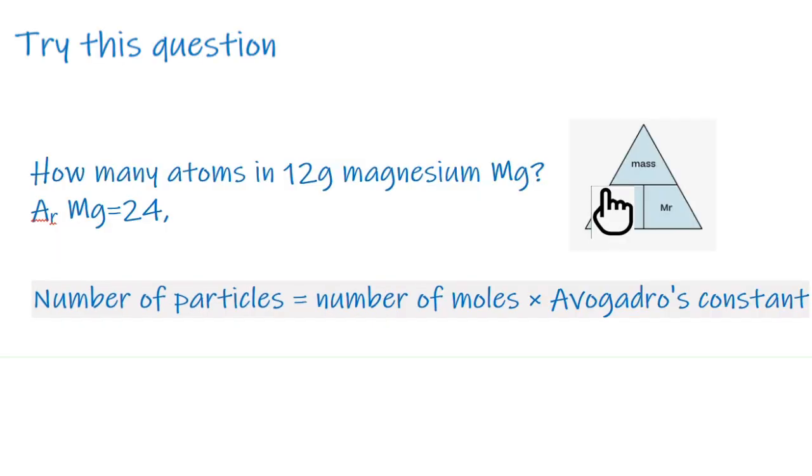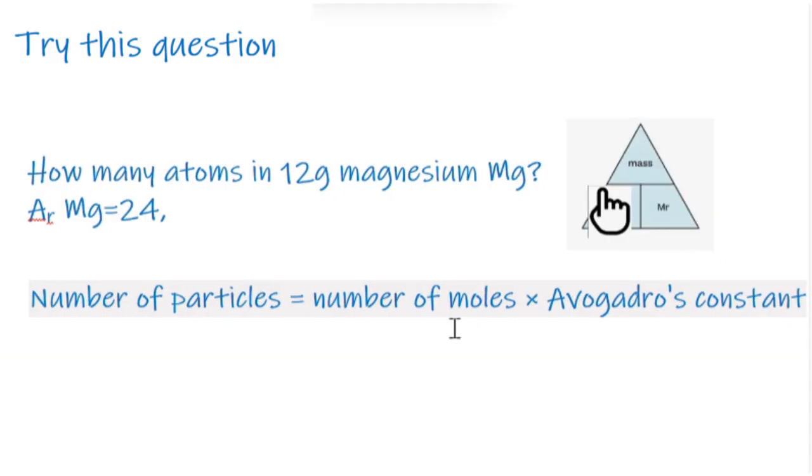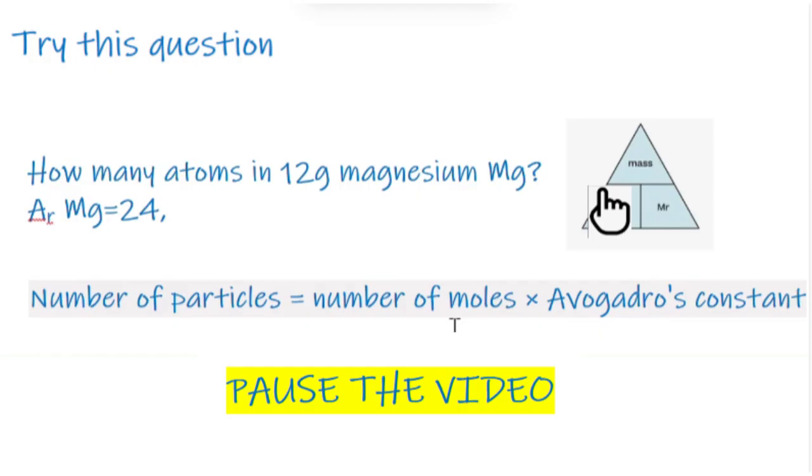Try this question. How many atoms in 12 grams of magnesium? And the AR for magnesium is 24. Here's the equation. The number of particles equals the number of moles times the Avogadro constant. Pause the video, have a go, and then restart and check your answer.